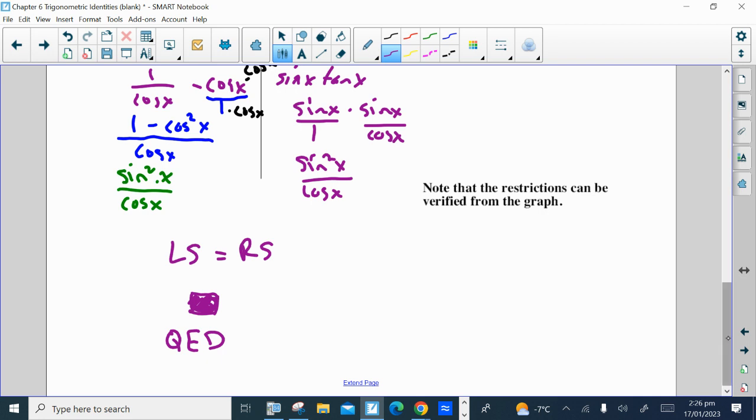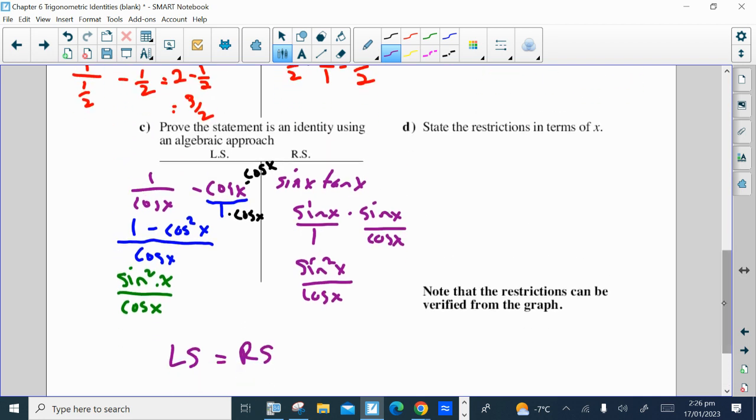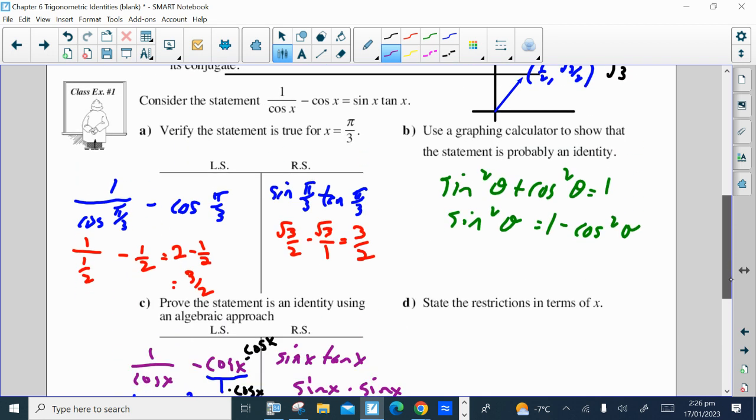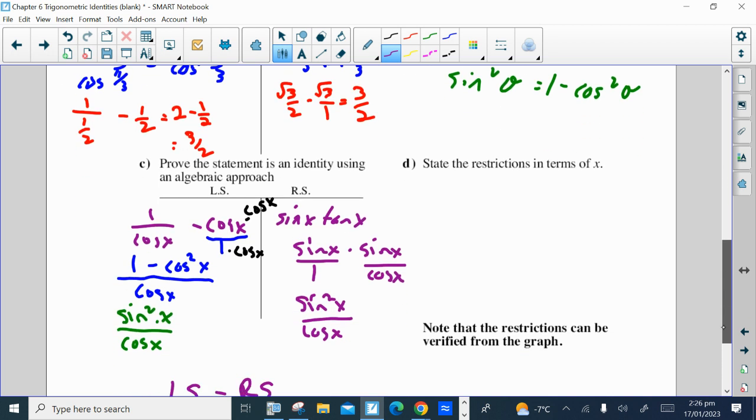Okay. Part D, what are the restrictions on x? This is another way of asking for the non-permissible values, right? Our non-permissible values come when you try and divide by 0. So any value of x that gives a denominator of 0 will be non-permissible. So you need to look to see where your denominators occur.